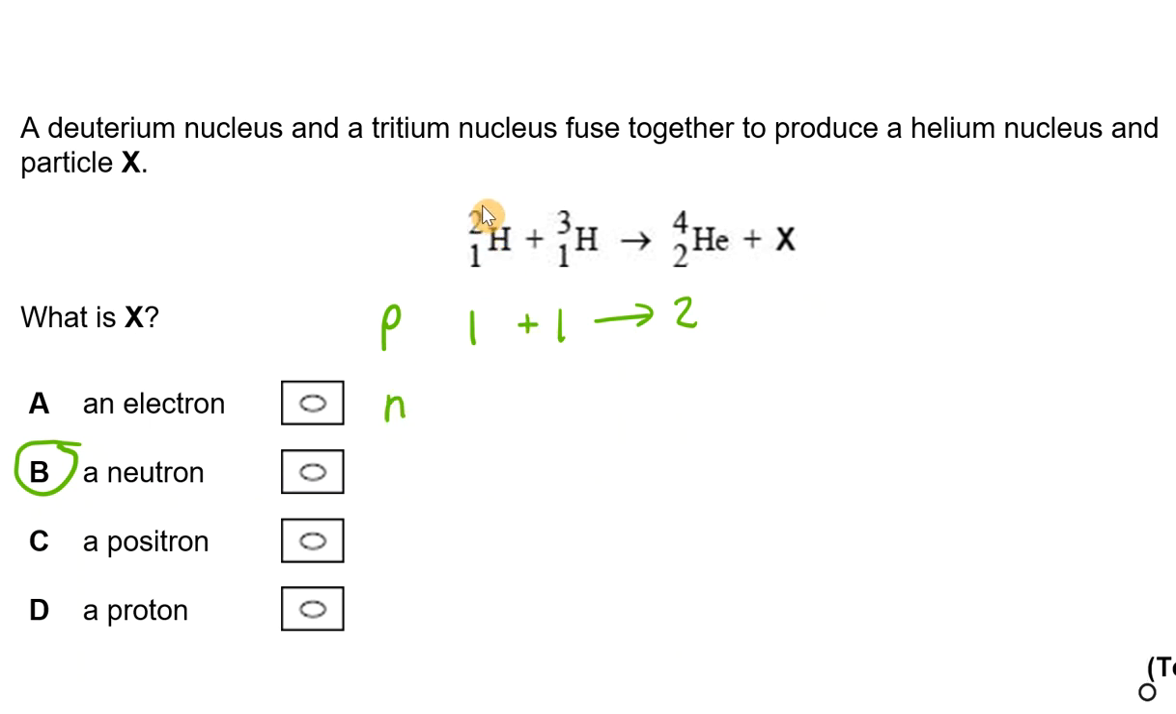Neutrons, well, atomic mass is 2, so there must be 1 neutron in this deuterium. Atomic mass is 3, so there must be 2 neutrons. Helium has 2 neutrons, but we can see we've got 3 neutrons on the left and 2 neutrons on the right, so X needs to be a neutron. Answer is B. Nice easy question, that one.